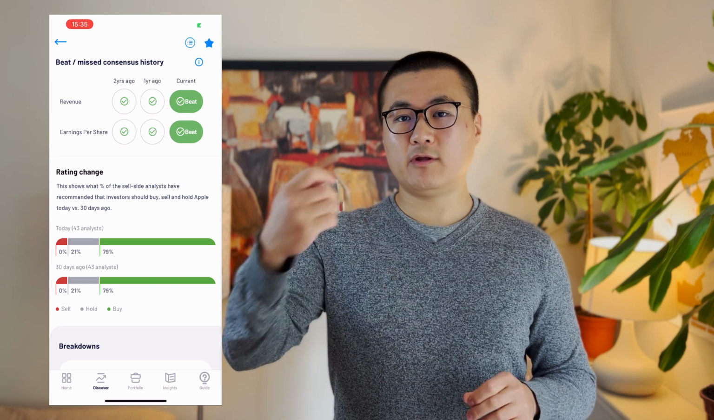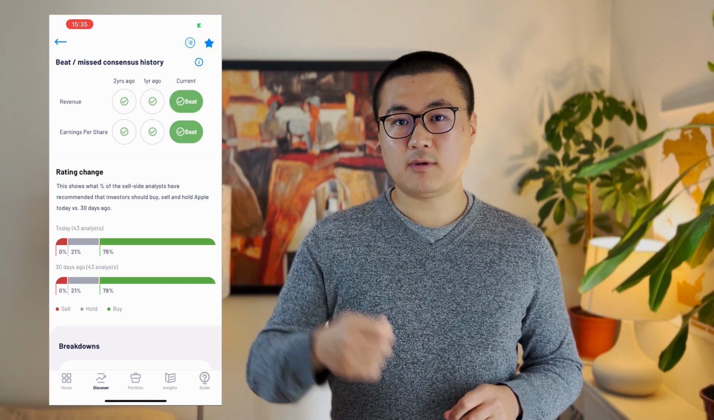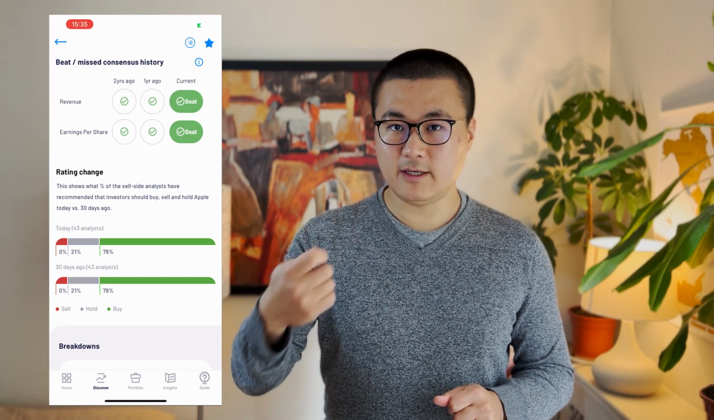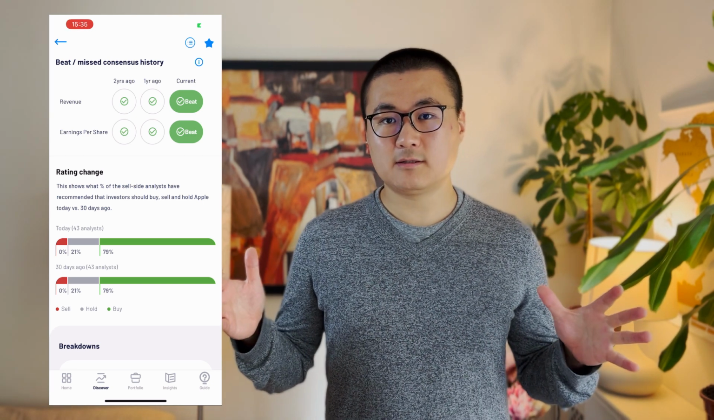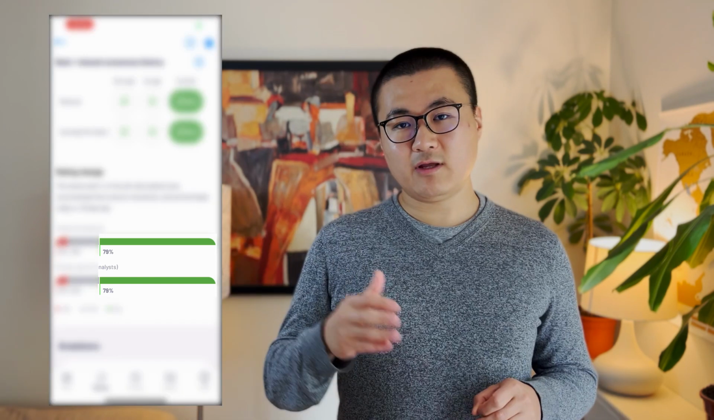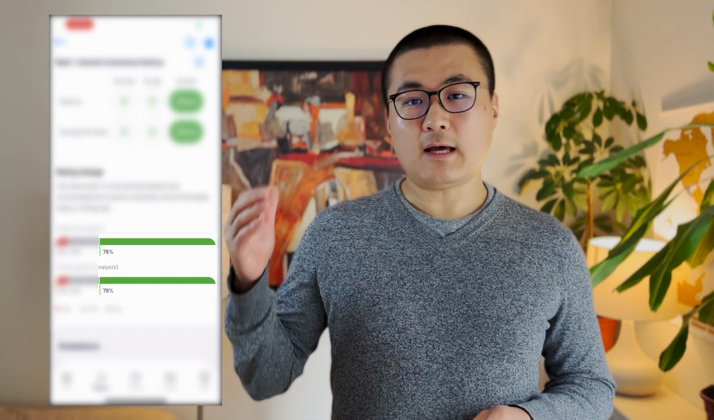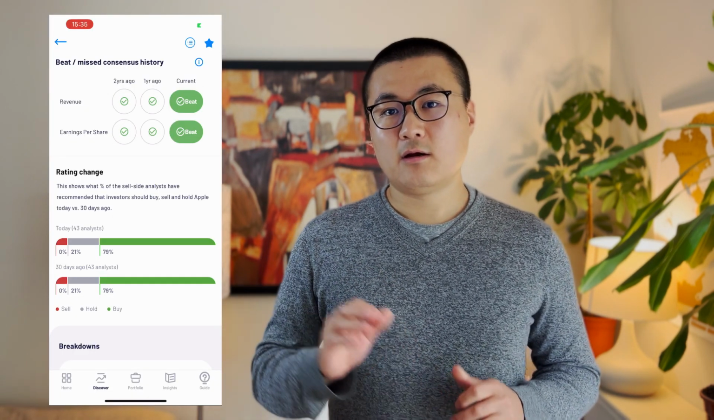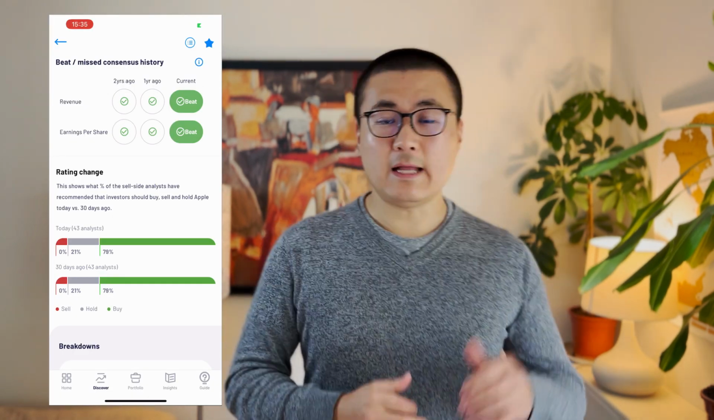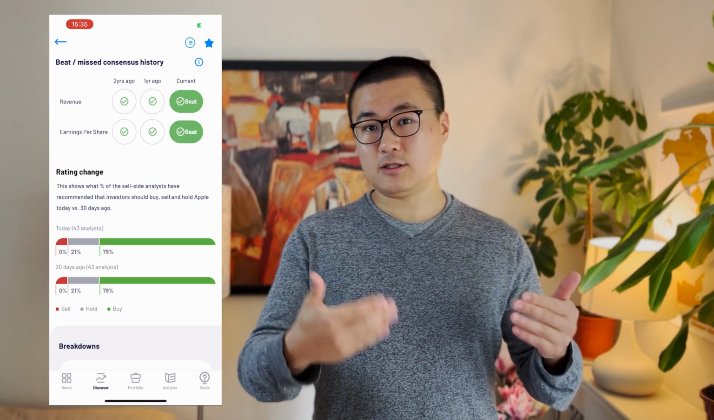And the more positive those revisions are, the better it is, and the more favorable it is to the share price. So here you can see the distribution with all the 43 analysts that have a rating for Apple. 79% of them have a buy rating, and 21% of them have a hold rating, with none of the analysts rating Apple as a sell. And that distribution hasn't changed in the last 30 days.